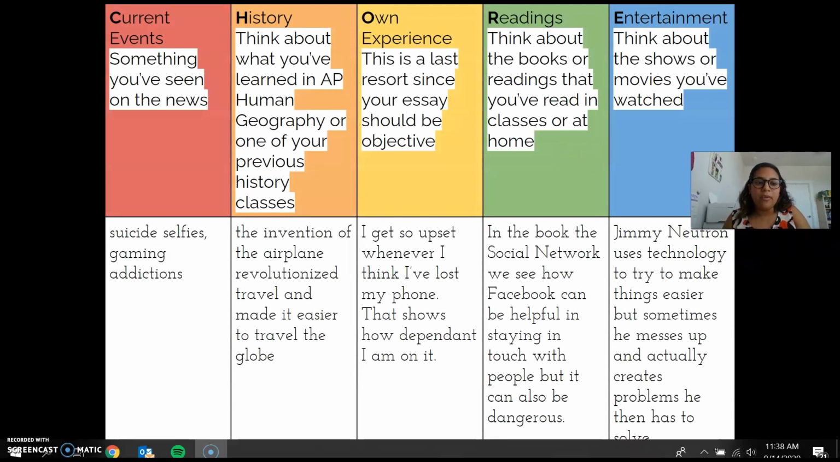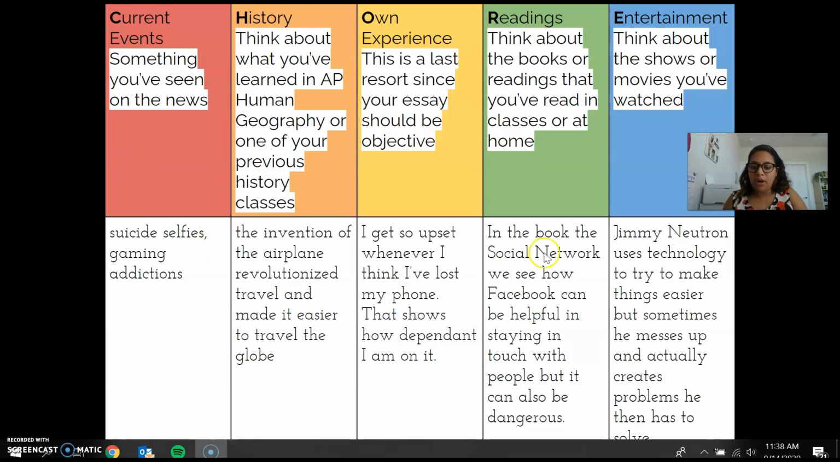Now, here's an example of what you can create using the prompt. What are the positive and negative effects of technology on modern society? So something I've seen on the news is suicide selfies, people accidentally falling to their death because they're taking a picture on the edge of a cliff. Gaming addictions, people being addicted to their phones and having to go to rehab in order to get over that addiction. History. I remember learning about the invention of the airplane and how that revolutionized travel and made it easier to travel the globe. That is an example of a positive effect of technology.